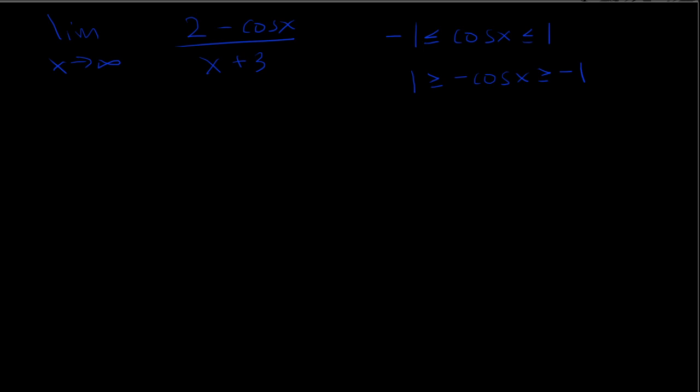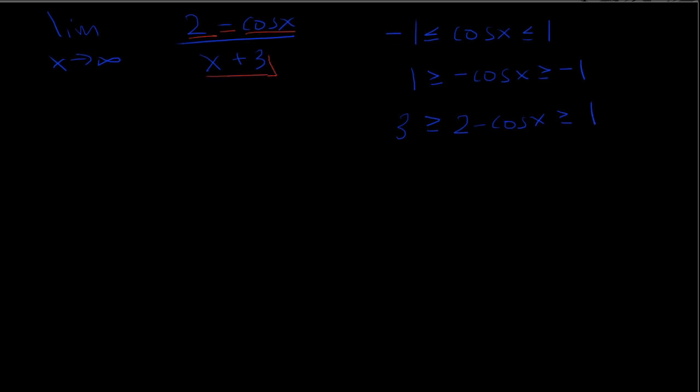The next thing we need is to have a 2. So I'm working in order here. So I got the cosine, I got the negative. So the next thing is to get a 2. And that means I should add a 2 to all three sides. So if I add a 2, I get 3 greater than or equal to 2 minus cosine x greater than or equal to 1.